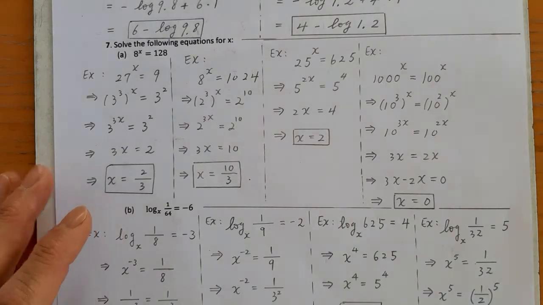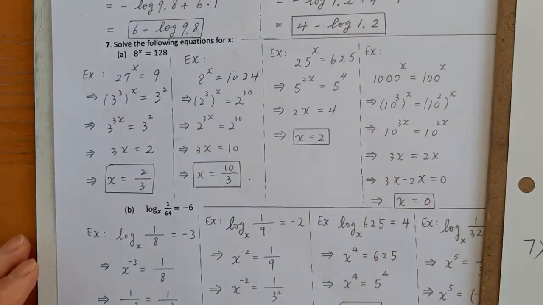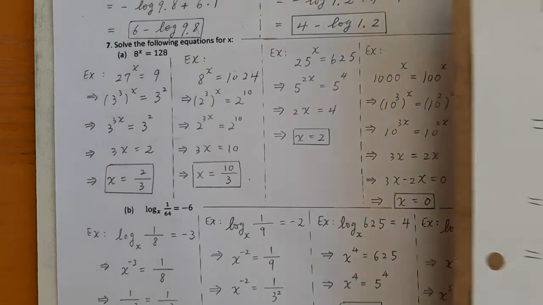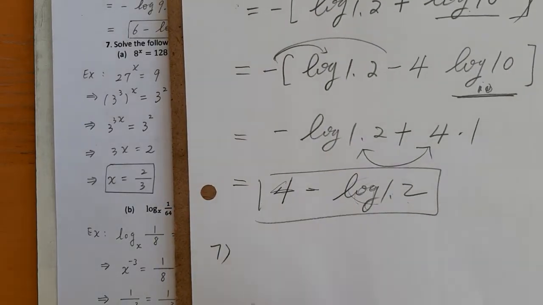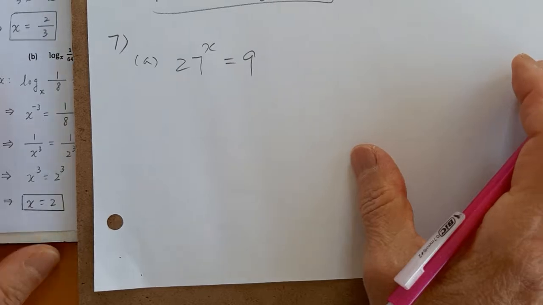Question 7, solve the following equation for x. Example A: 27 to the power x equals 9. So solve for x.